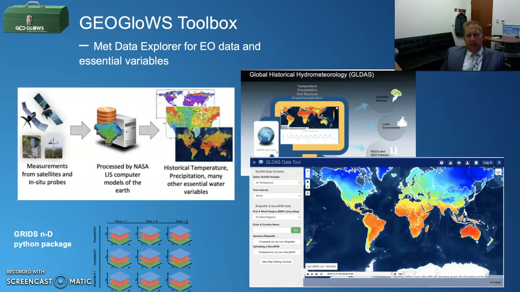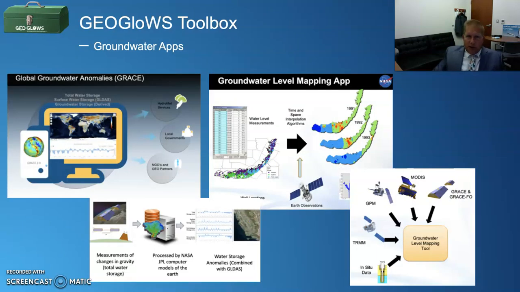The Meteorological Data Explorer is similar. It works on spatial data instead of temporal data, and it lets us bring measurements from satellites and in situ probes through the NASA Land Information System computer models and produces a number of historical data sets and other essential water variables and make them all very easily explorable by somebody through that user interface. They can click and browse, zoom and pan, pull out time series, pull out subsets of the data. So that's another one of the tools that's part of this toolbox.